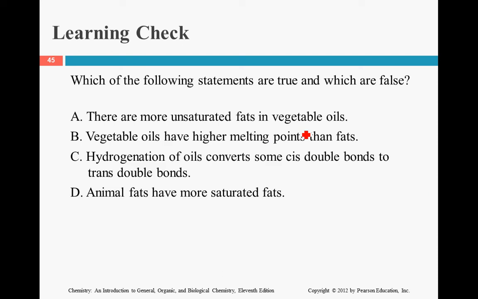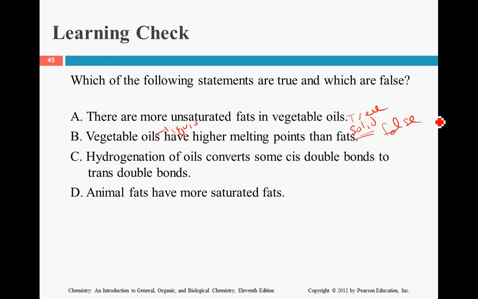So let's take a look at what we've learned with fatty acids. There are more unsaturated fats in vegetable oils. That is true. Vegetable oils have higher melting points than fats. While vegetable oils are actually liquid at room temperature, while fats are solids at room temperature. That means that fats take more heat to melt, which means this is false. It's the other way around.